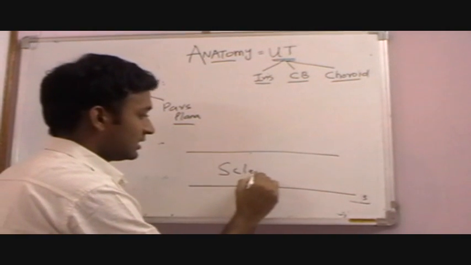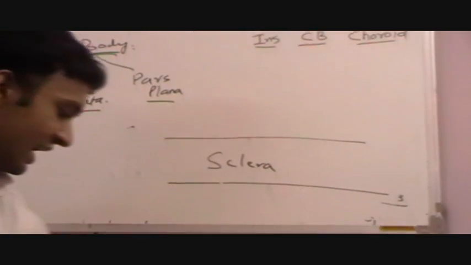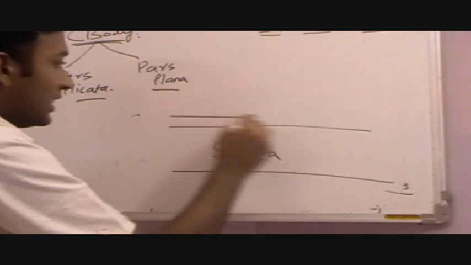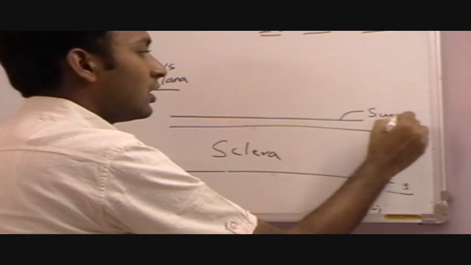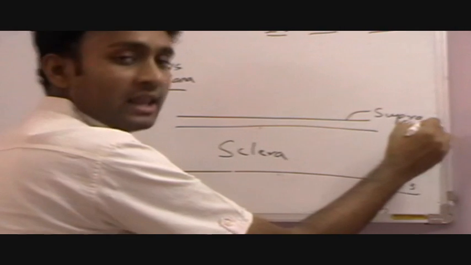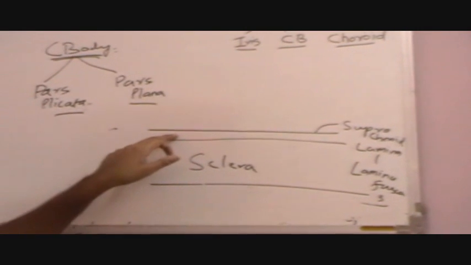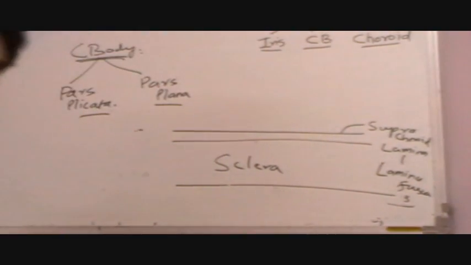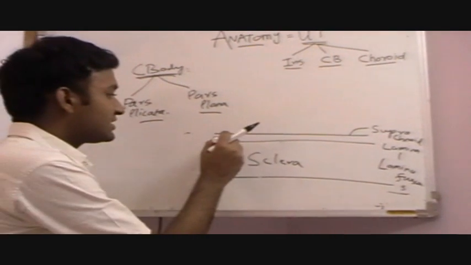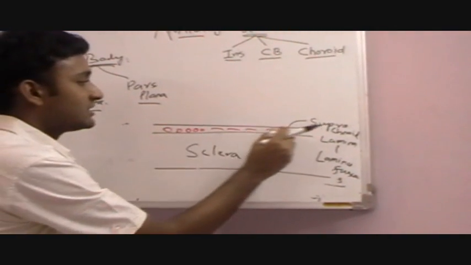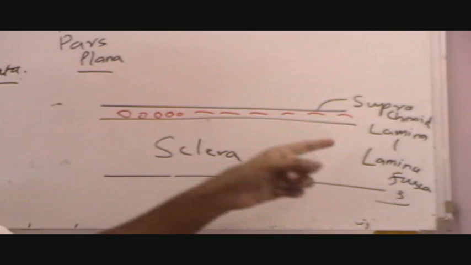Okay, so again, this is going to be the sclera, and this is going to be the suprachoroidal lamina, also called lamina fusca. The space between the sclera and the suprachoroidal lamina is called the suprachoroidal space. The suprachoroidal space is going to have two important arteries. One is the short posterior ciliary artery, the other one is the long posterior ciliary artery. So this is of importance. They will ask, what are the two arteries in the space?